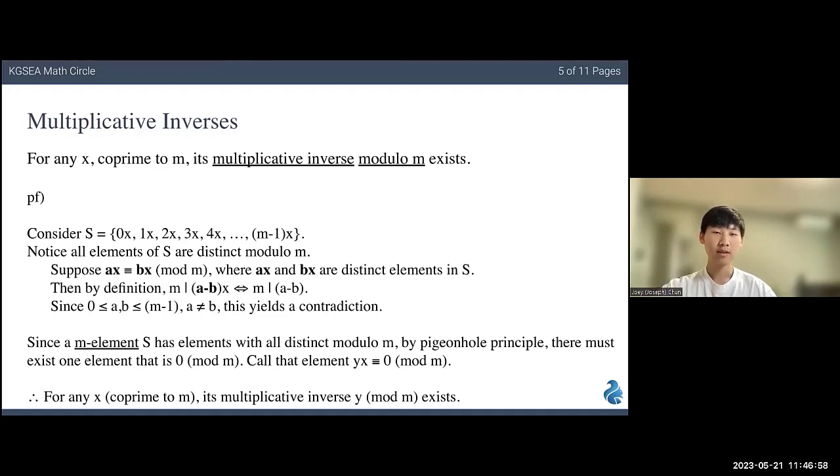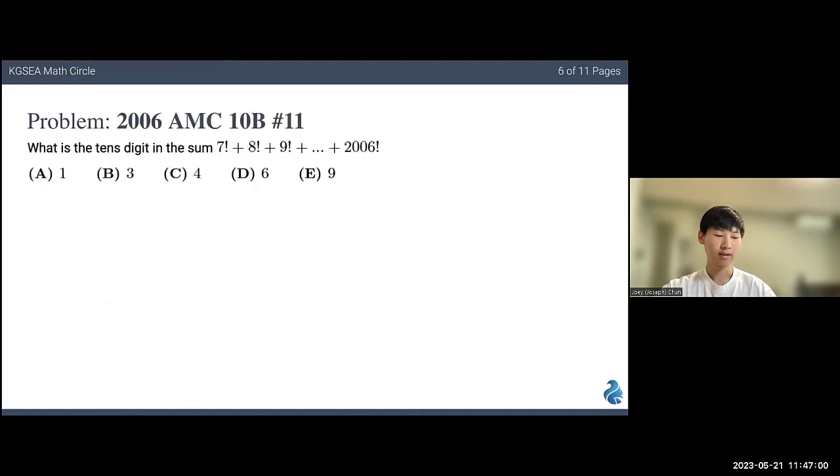So before moving on to the next concept, let's first solve some problems. Now, this is from AMC, 2006 AMC 10B number 11, and I'll give you some time to read the question.